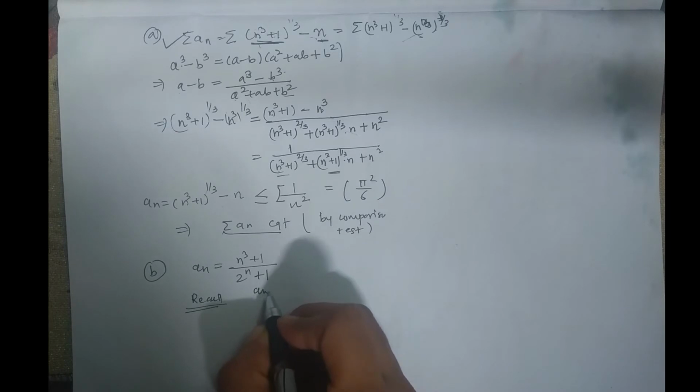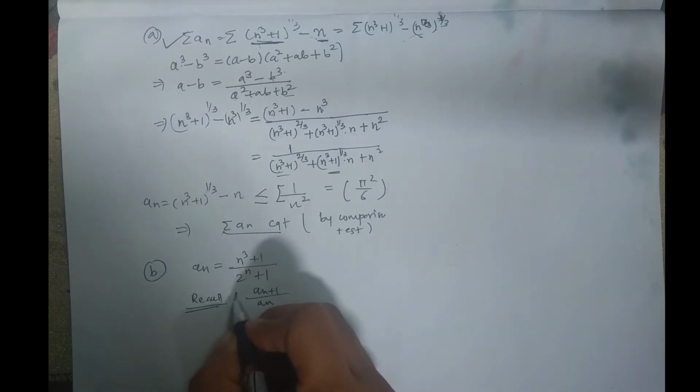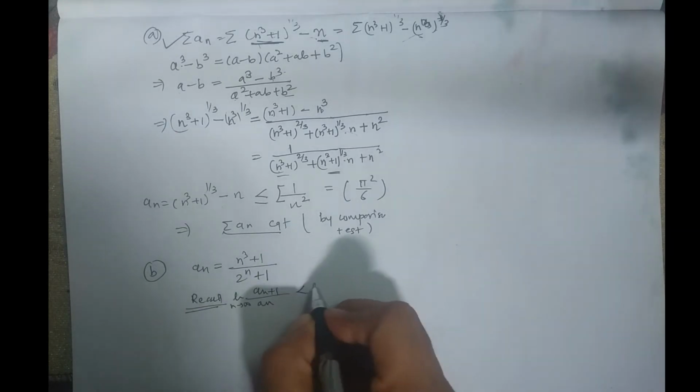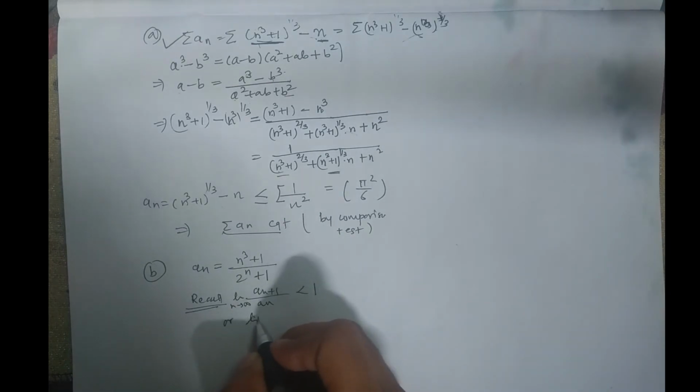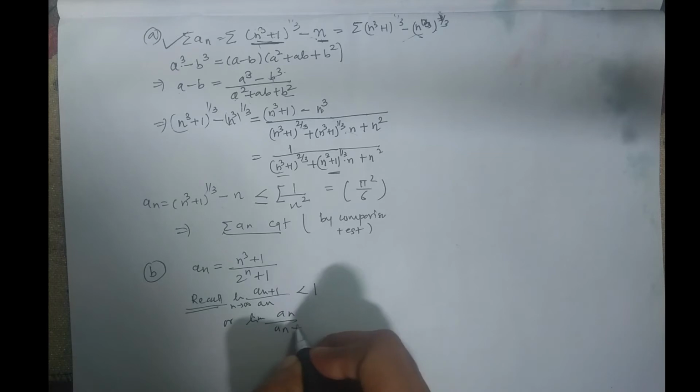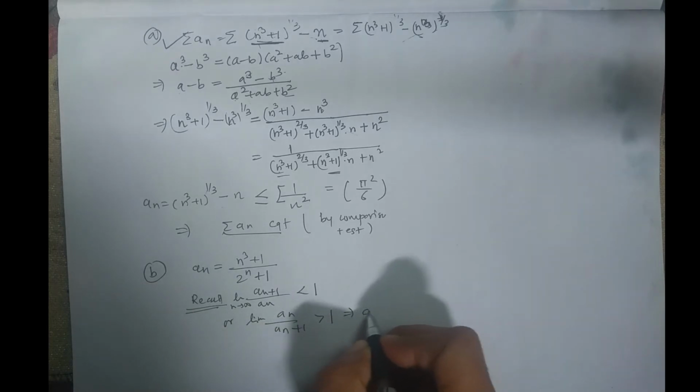Whenever the limit as n tends to infinity of a_(n+1) by a_n is less than 1, we say the series is convergent. Or in other words, if the limit of a_n by a_(n+1) is greater than 1, then we say the series is convergent.